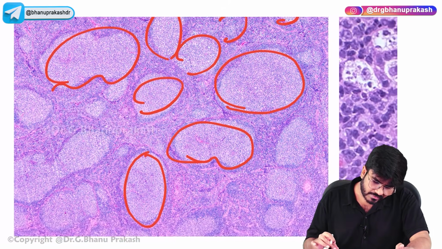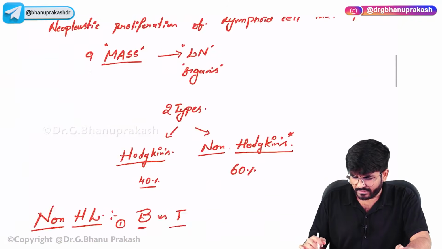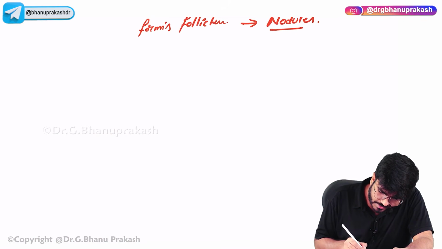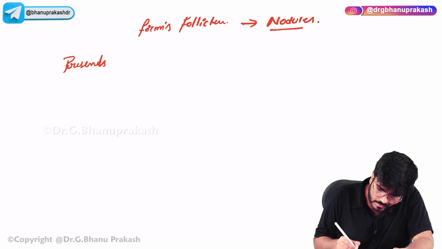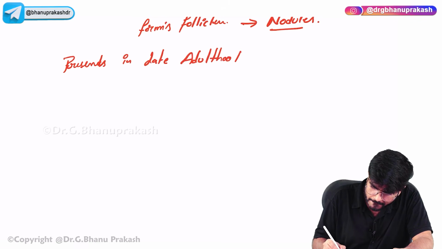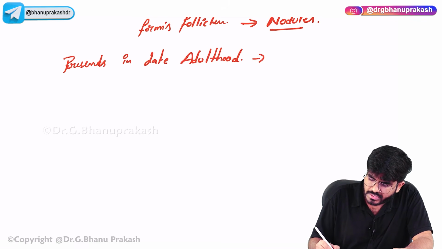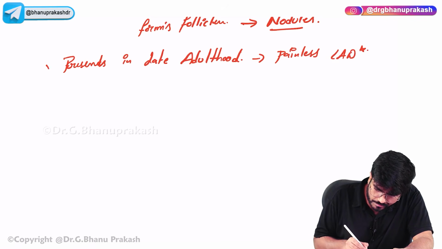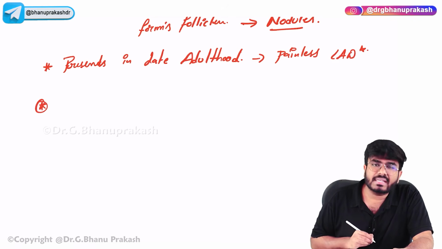Okay, now you can ask me why. And it is seen in which people? See, it is going to be present in late adulthood. Okay, the patient is going to have painless lymphadenopathy. The problem in this condition, what exactly is the problem, sir?